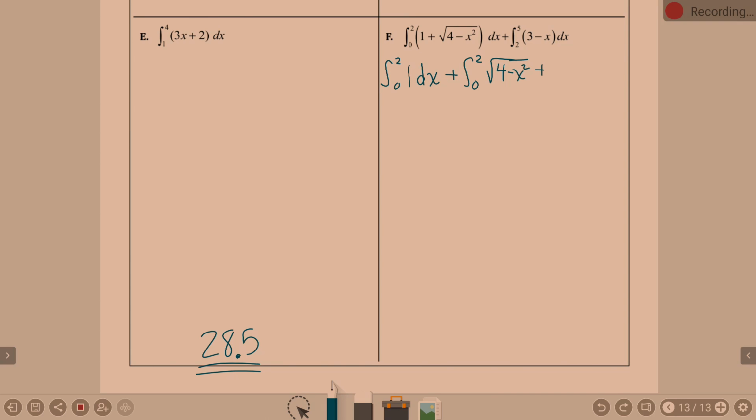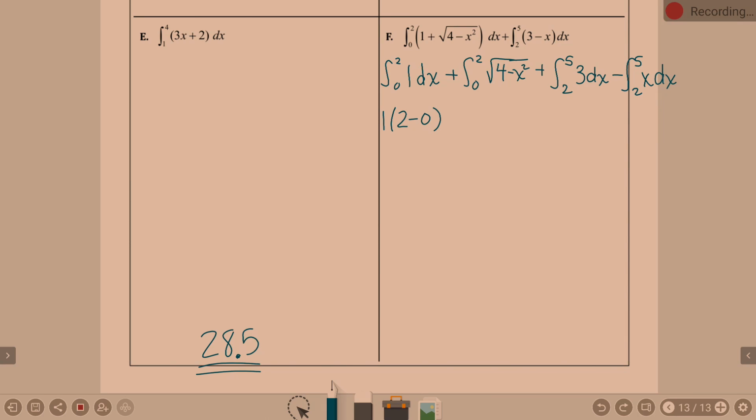Because I was in the habit of breaking, I actually broke this one up too. So the integral from 2 to 5 of 3 dx minus the integral from 2 to 5 of x dx. I'm not saying that second one had to break up. Technically, the first one did not have to break up either. Now, the first one, the integral of 1, is the integral of a constant. So it's 1 times b minus a, so 1 times 2 minus 0, or in other words, 2.